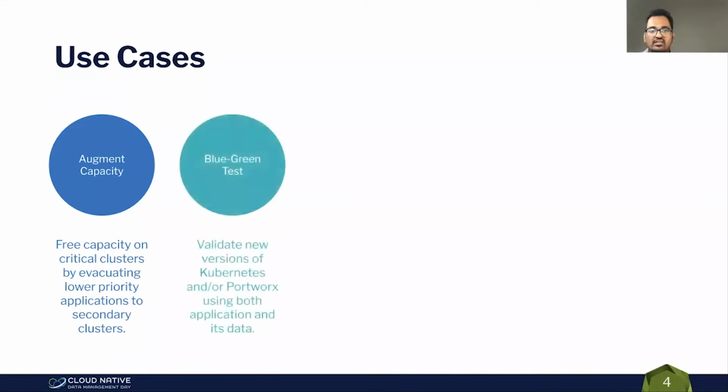Next is blue-green testing. Kubernetes comes out with a new version. It used to be 4 new dot releases every year.